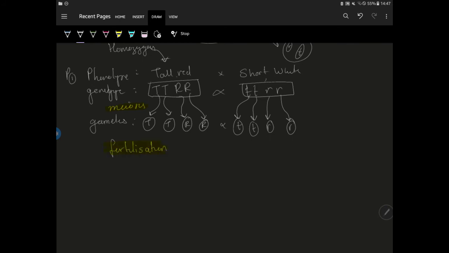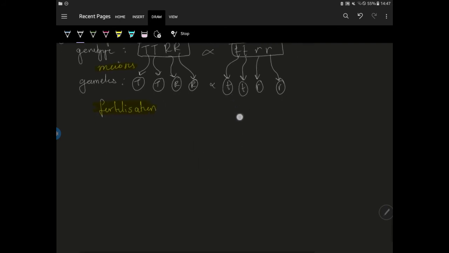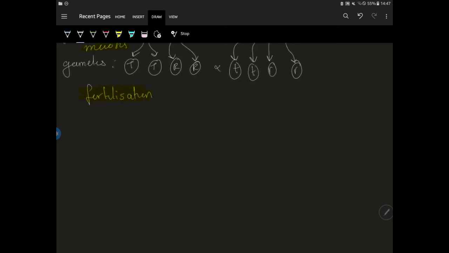Now it'll be pretty hectic for you to do this. It's going to end up a lot. You're going to have 16 of these. So what we use is a Punnett square. On this side, we have T and R, so one from each, T and R.